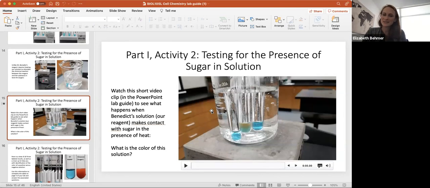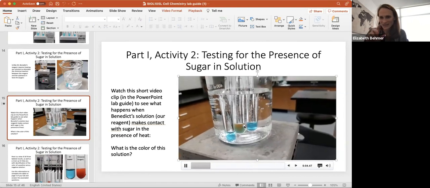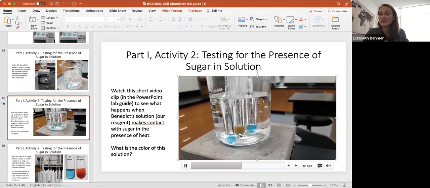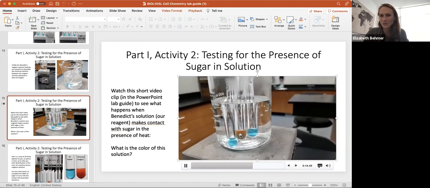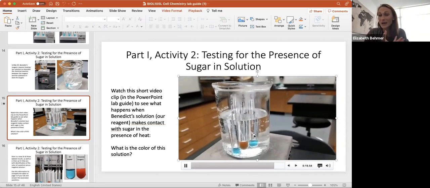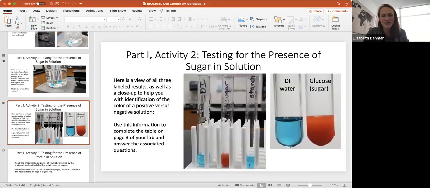And in order for Benedict's reagent or Benedict's solution to work, it needs to be heated up. So this shows the idea that we've heated up these 3 test tubes in a beaker of water that's boiling. And you can see here that one of the beakers has changed color. In the presence of heat, Benedict's solution will detect for the presence of sugar. And that's what this video shows, that when we heat up these vials with a solution, one of them will change color because the Benedict's solution needs to be heated up in order to work. And that's what this shows.